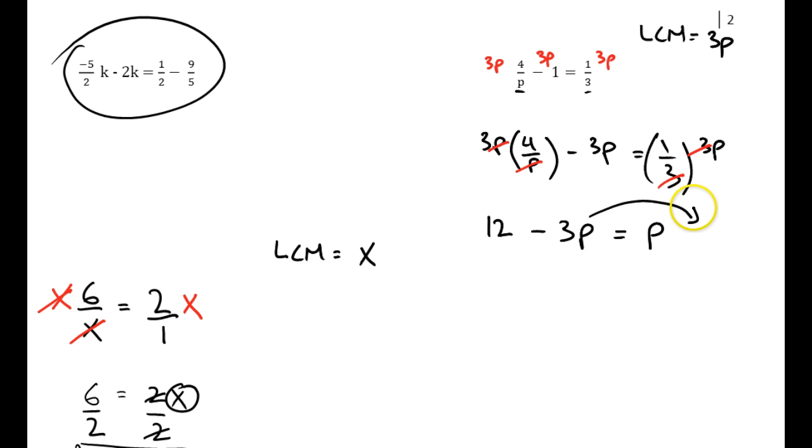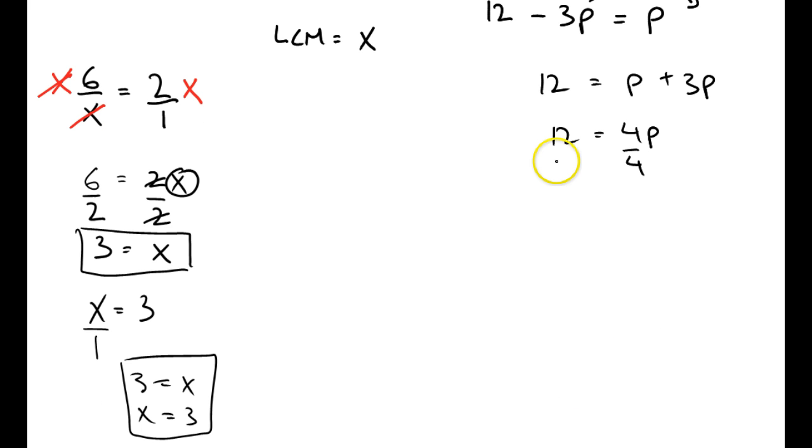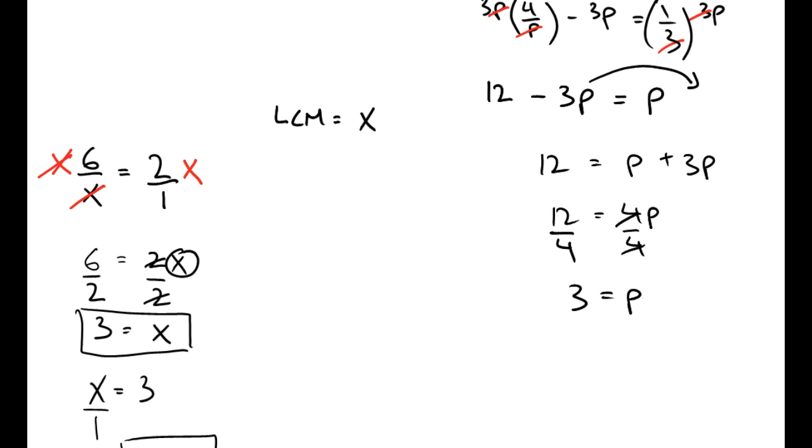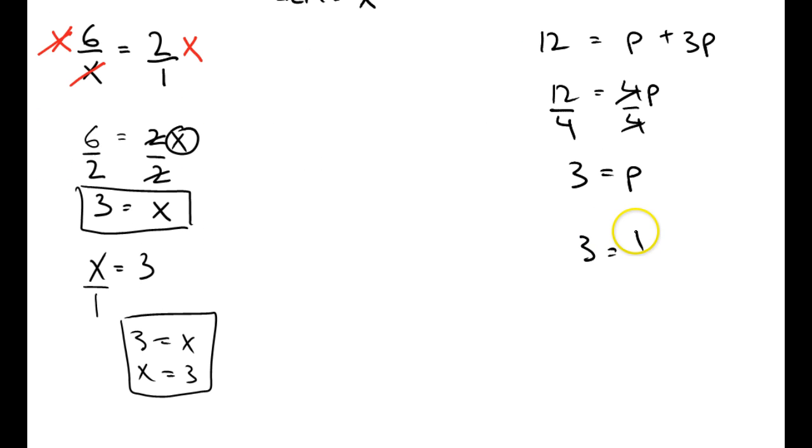Now I'm going to move this 3p over here, so I get 12 equals p plus 3p. 12 equals 4p. Divide both sides by 4, and I'm finally left with p by itself. The key thing is that p is on the top and not on the bottom, because if I somehow ended up with 3 equals 1 over p, that wouldn't really help me, because that's really 1 divided by p, and I want to get what p is, so I need to get it to the top.